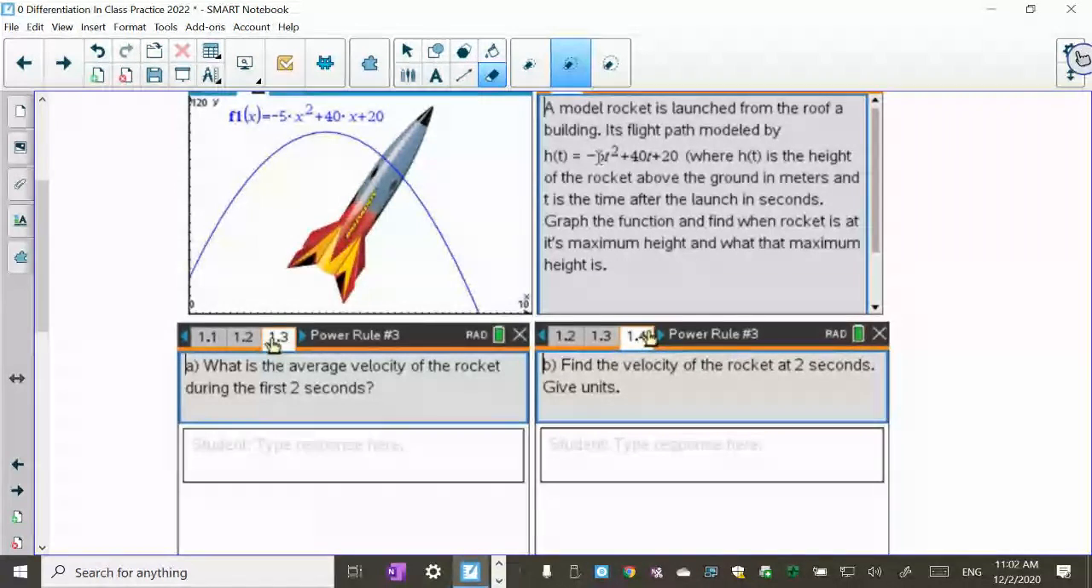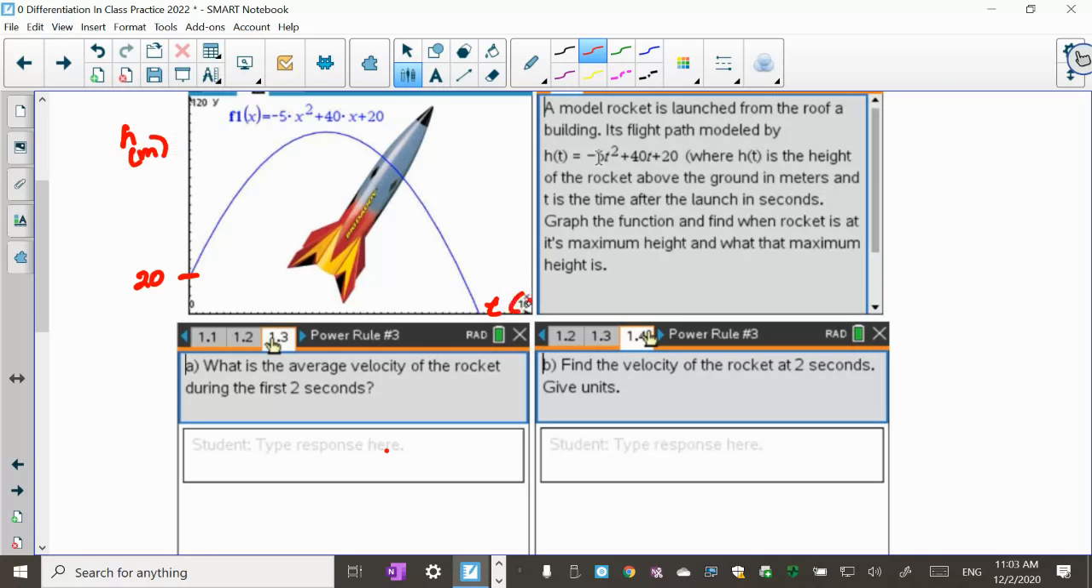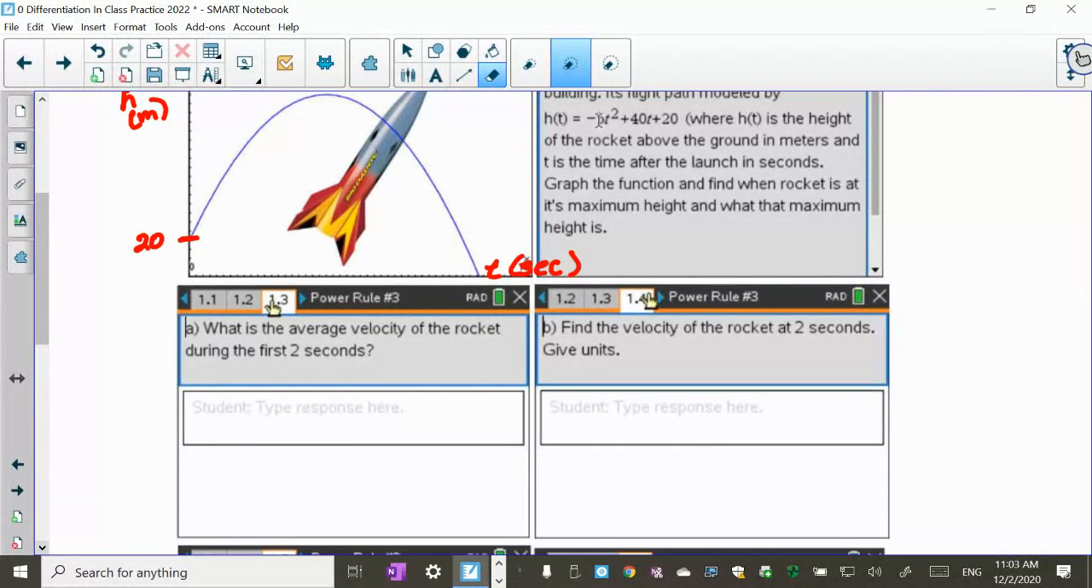So first of all, I graphed this and I felt really cool because I could put in an actual rocket picture in here, so I played with that. I did this in quadrant 1, and I know this right here is 20 meters because this is my height in meters, and this is my time in seconds. Life is in quadrant 1, so I graph that, and I know it's going to hit the ground eventually. So we're going to go through each one of these questions and how we solve them.